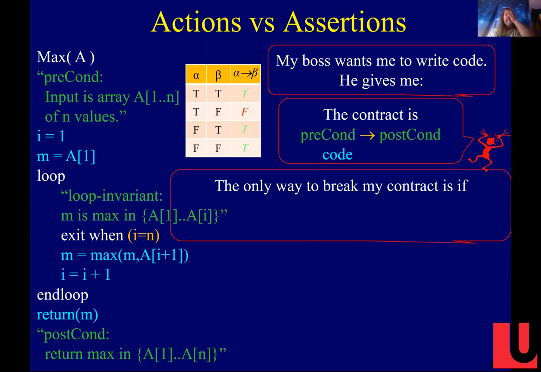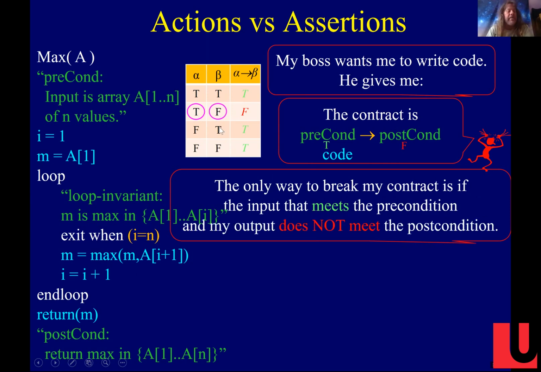All right, so when can people be upset? When is the contract failed? It fails when the precondition is met, but the postcondition is not met. That's when everybody's going to be upset at you. Everybody follow that?